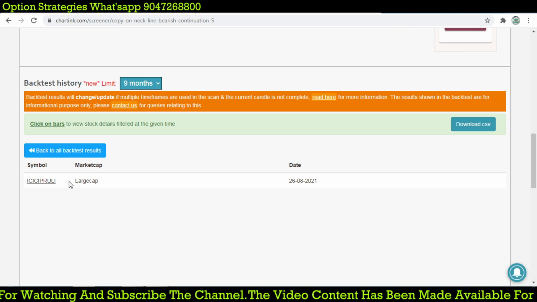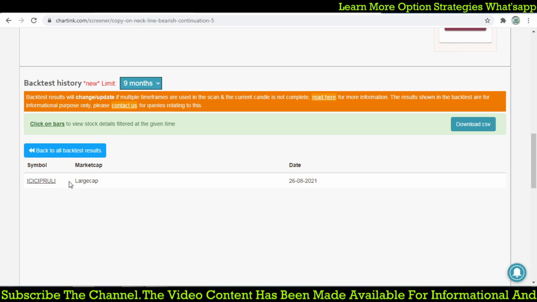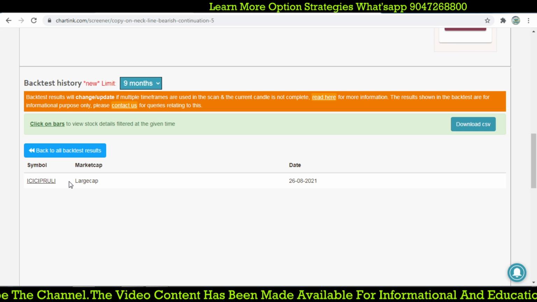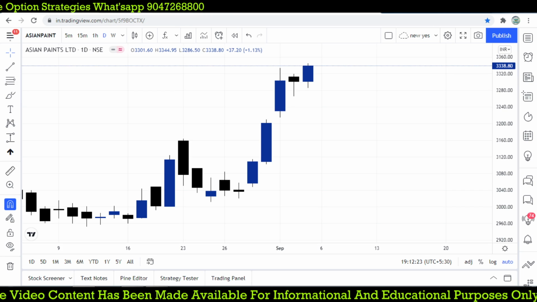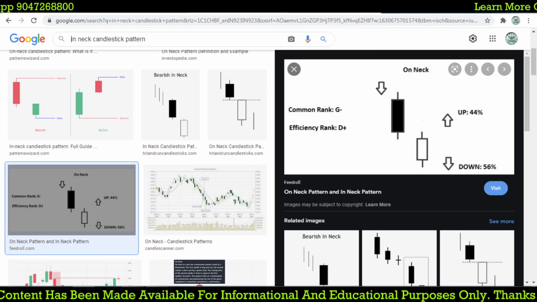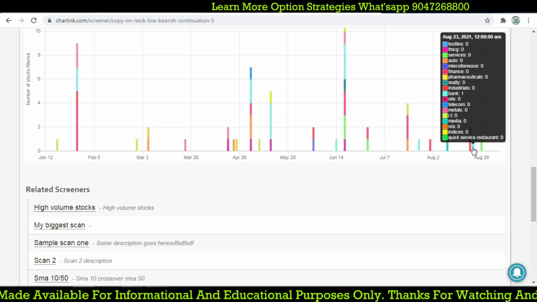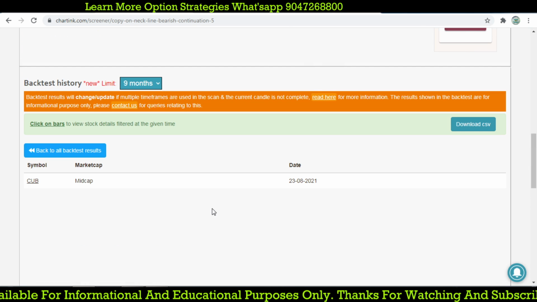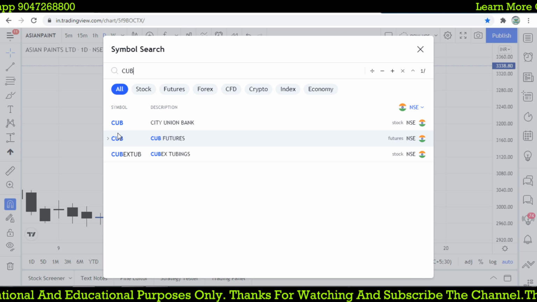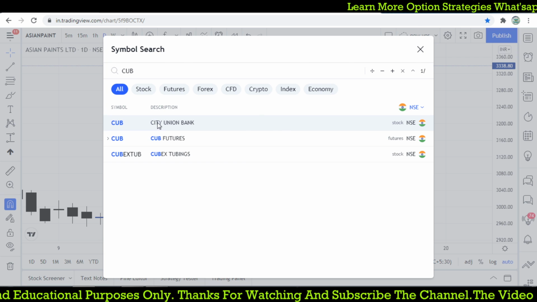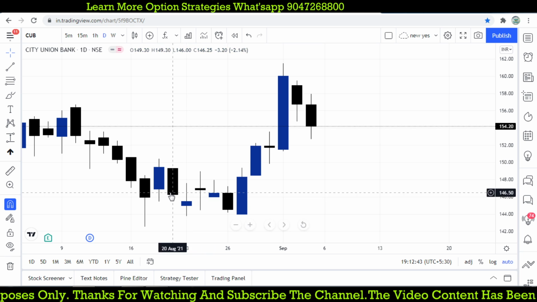The difference between in neck and on neck is whether the closing price is equal to the low or the previous close. A little bit confused? No worries, we can use either the closing or the lowest level. So the same on 26th, and before that on 23rd August we found such a stock, City Union Bank. City Union Bank, 23rd August. I think this one. Hope you got it.